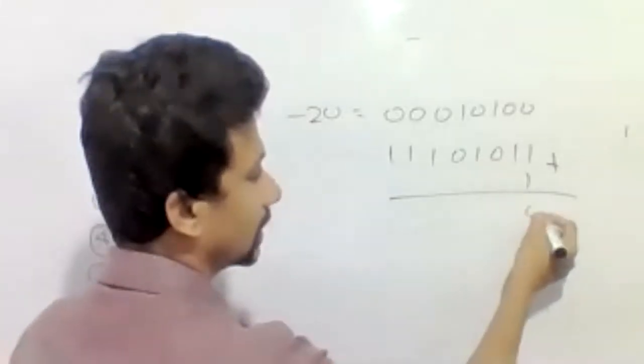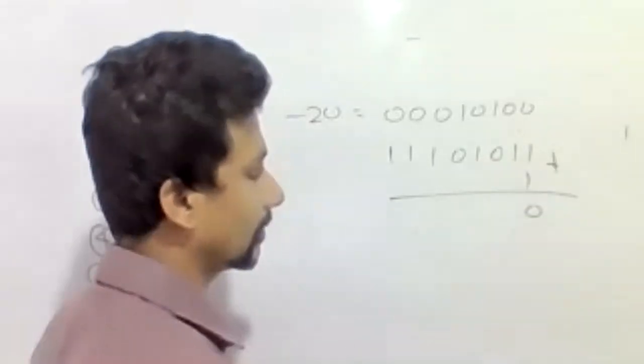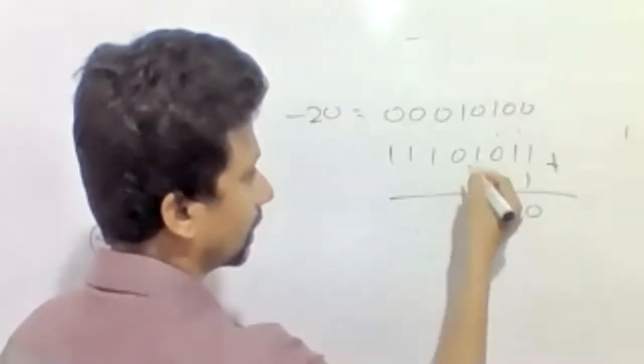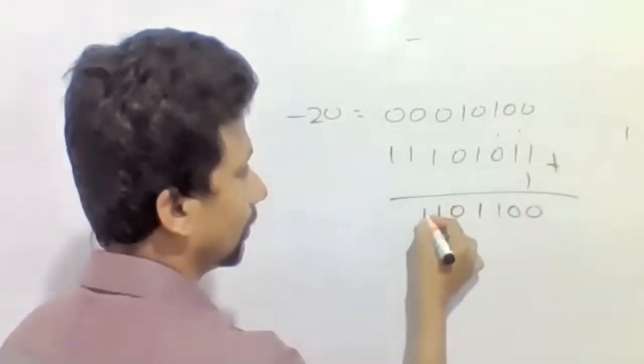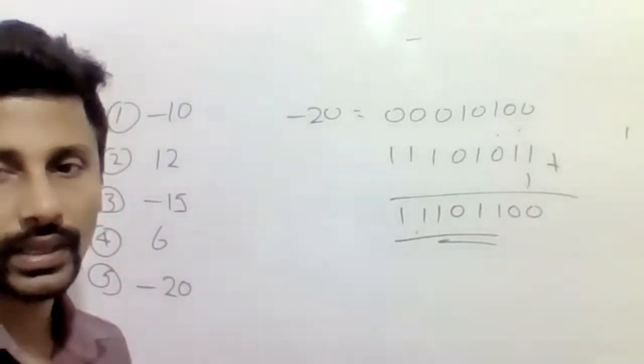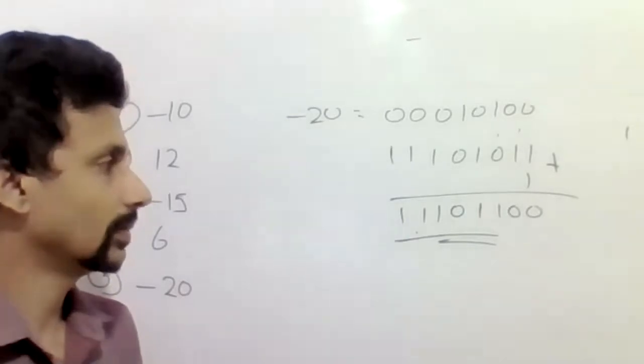1 plus 1 you get 0. Again you are taking 1 forward, then 1 plus 1 again 0. Then that one is coming here. Then 1, 0, 1, 1, 1. This is your answer. This whole line is the 2's complement.